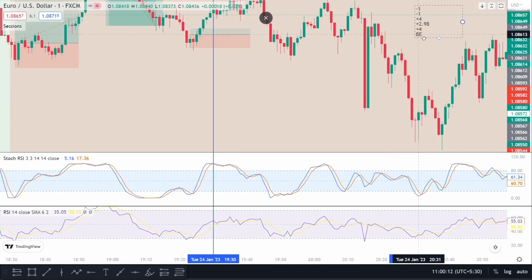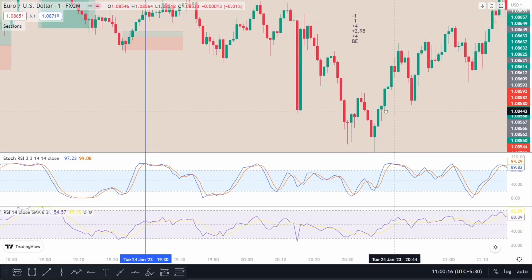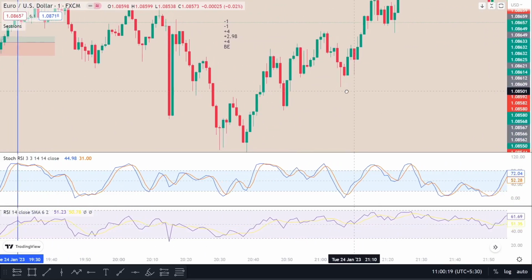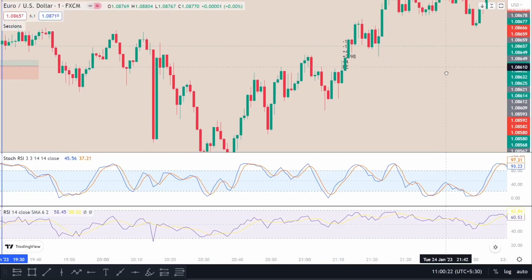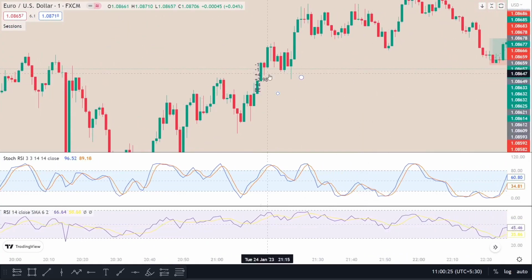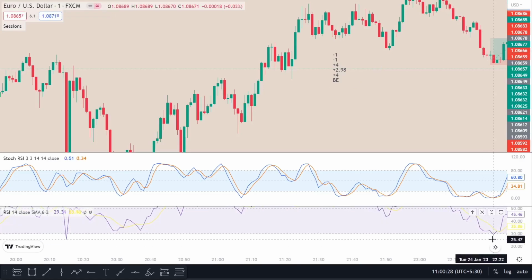So let's wait for another oversold or overbought region. It's pretty much ranging in the RSI. Okay, so did we get an oversold at this position? Below 20, it is not below 29, right? It's still 29.31. So we will not be taking this trade, okay?